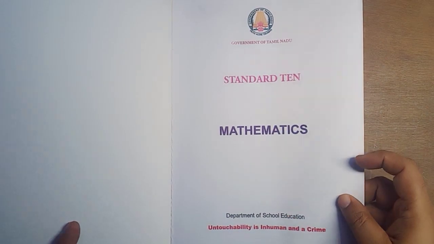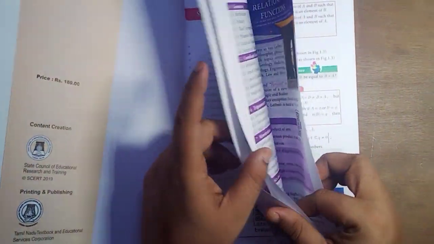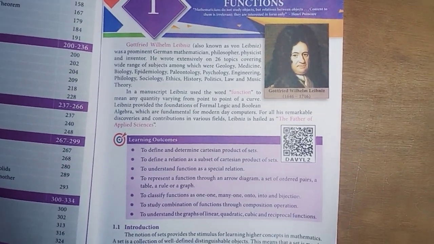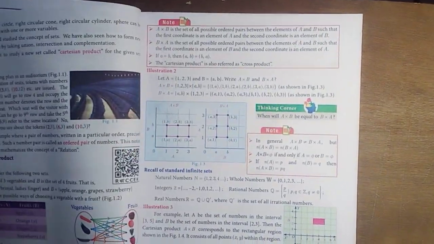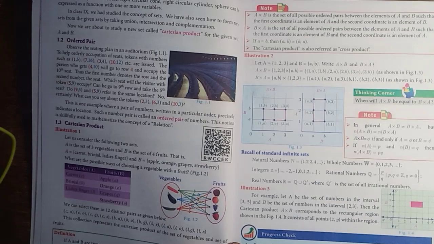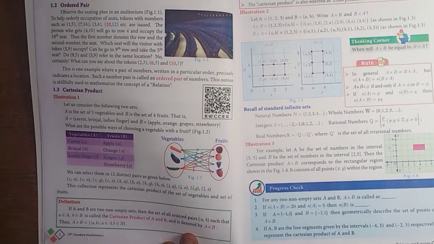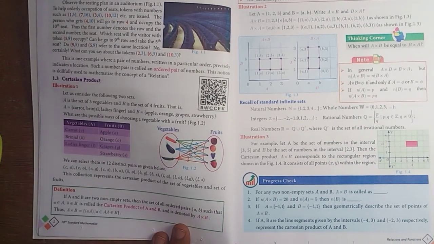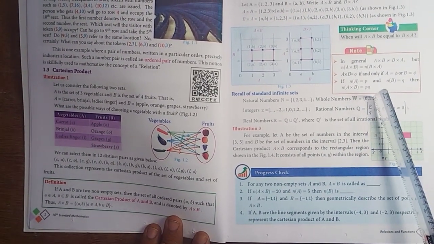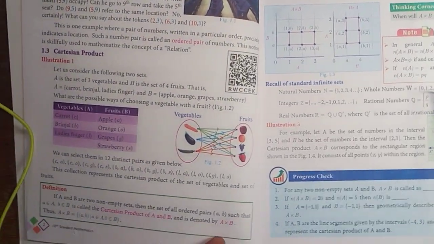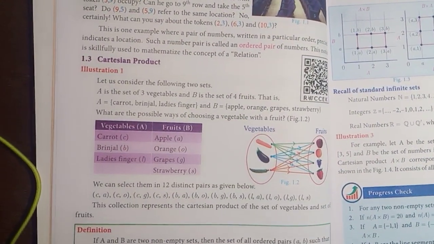Today we start with the first chapter, relations and functions. In 9th standard you have already been taught the concept of sets. Here we are going to study a new set called Cartesian product. What is it called? Cartesian product. Here is a definition for Cartesian product.